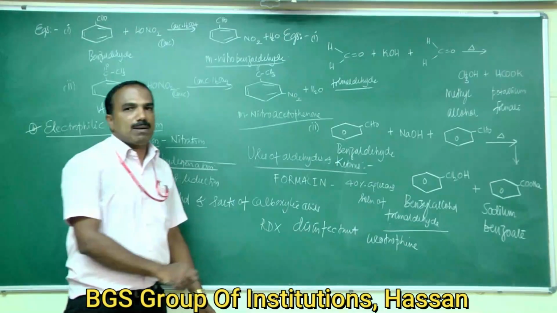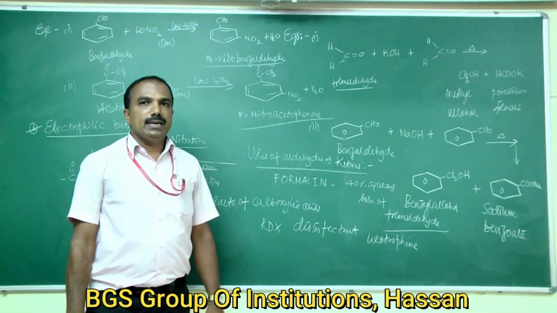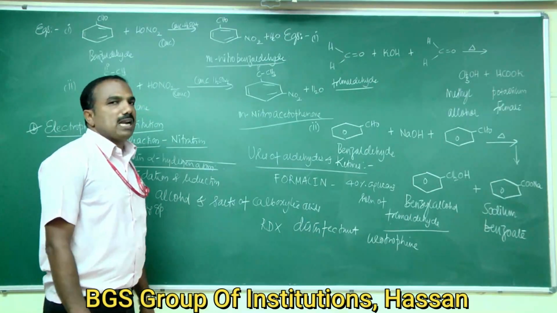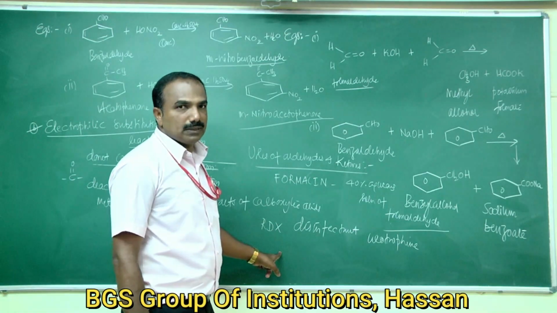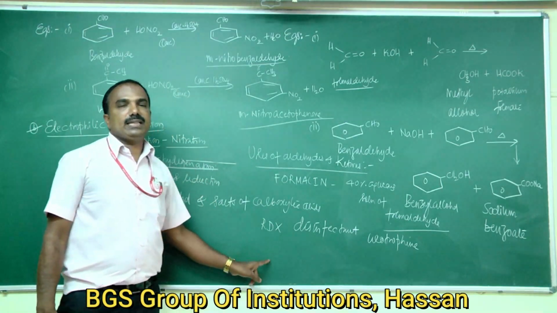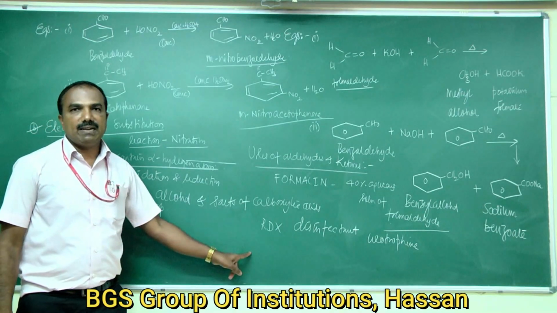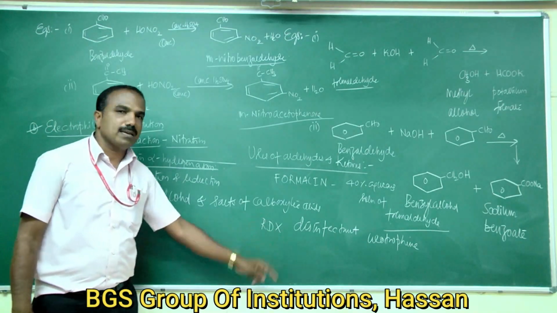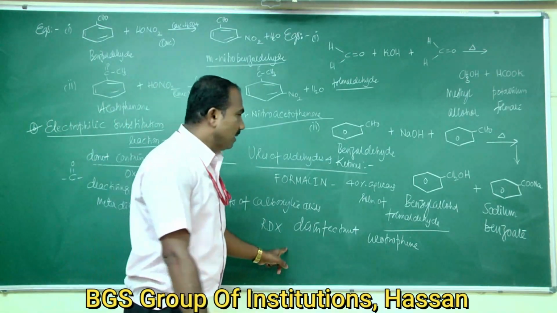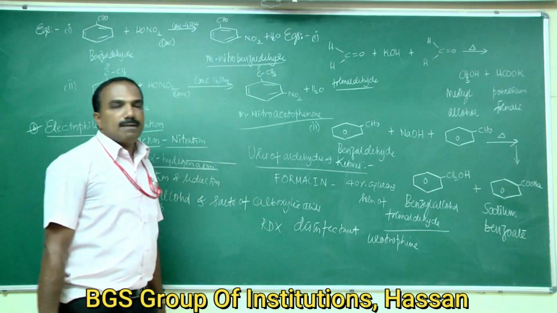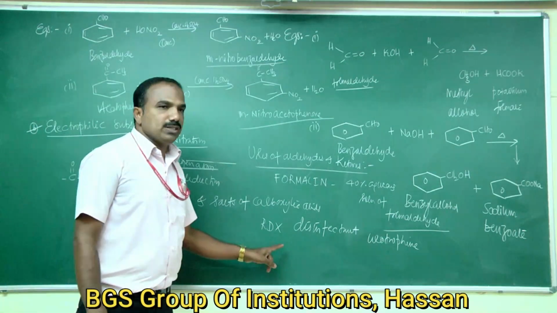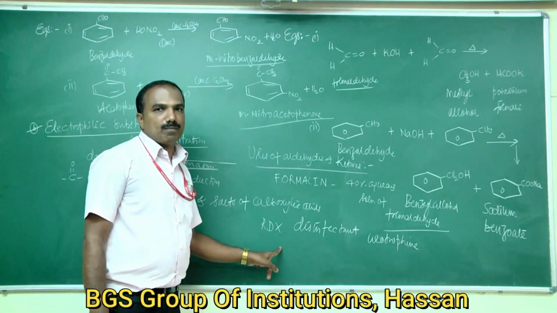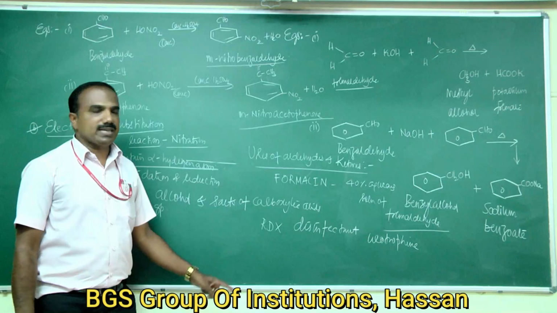That's about formaldehyde. Next, acetaldehyde. It is used in the preparation of several chemicals like acetic acid, ethyl alcohol, vinyl acetate, polymers, dyes, etc. So that is about acetaldehyde. Next is benzaldehyde. Uses of benzaldehyde. It is used in the perfume industry.